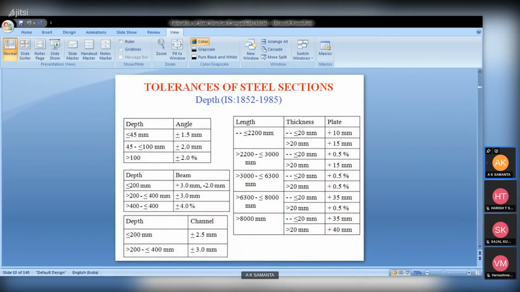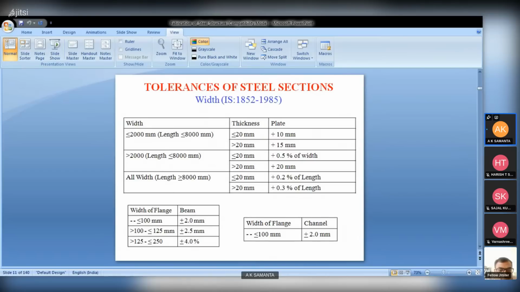Once the dimension is acceptable... Now for dimension, if you follow 1852, some tolerances have been mentioned there, showing how much deviation in dimension is acceptable to us. IS 1852 is the code where all tolerances are given. If our actual measurement violates the tolerance level, then we have to reject the piece, because it will create some problem in our actual fabrication.